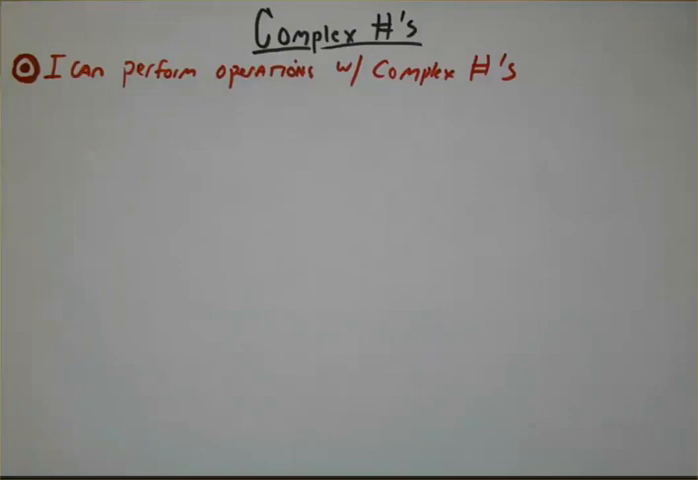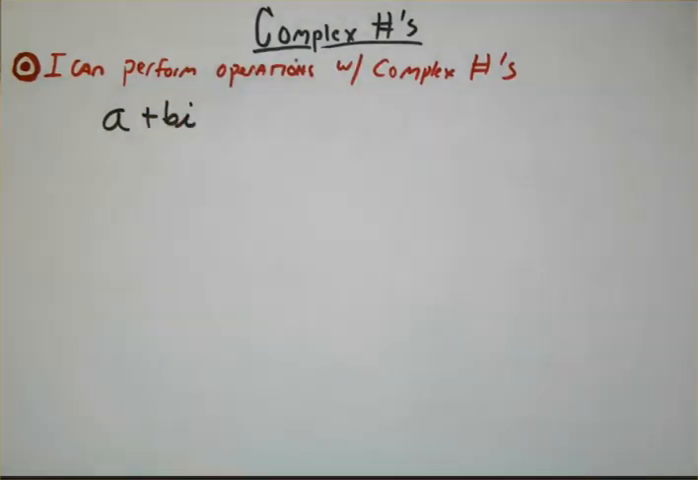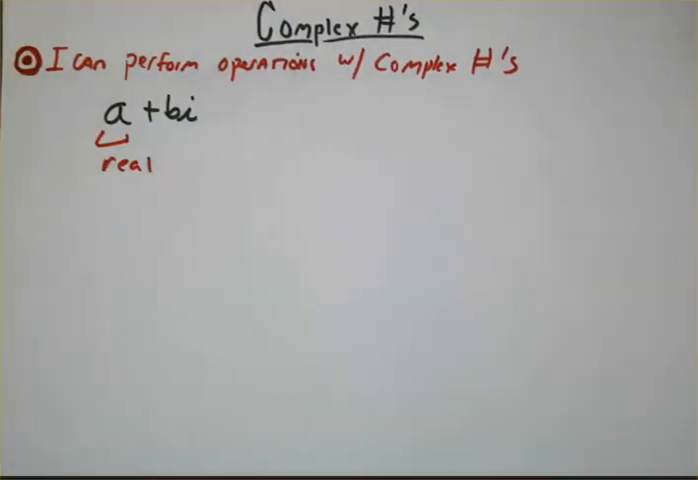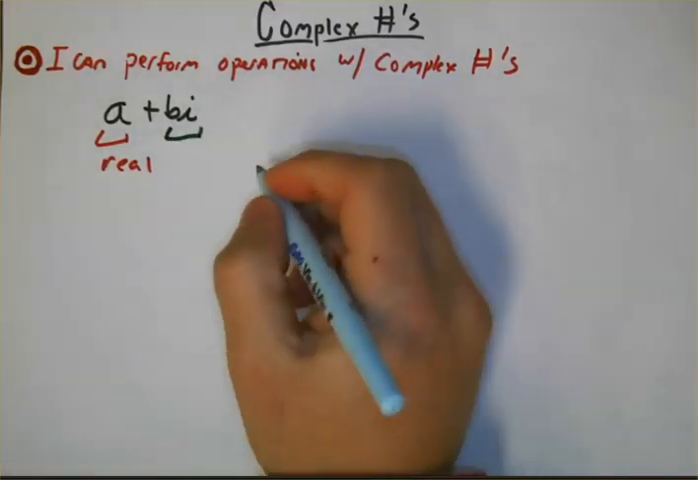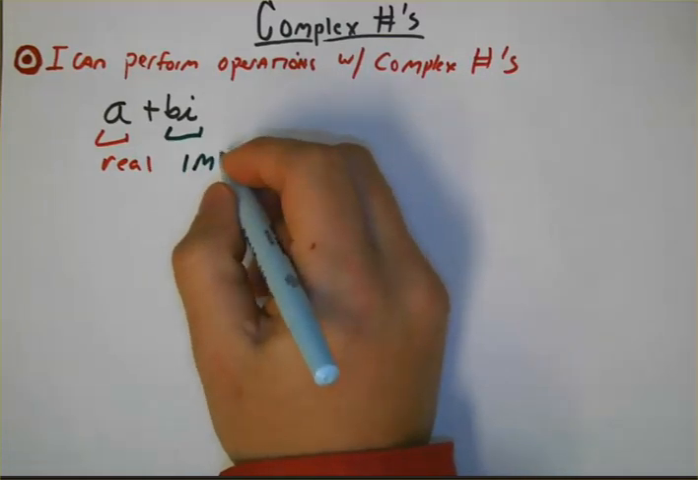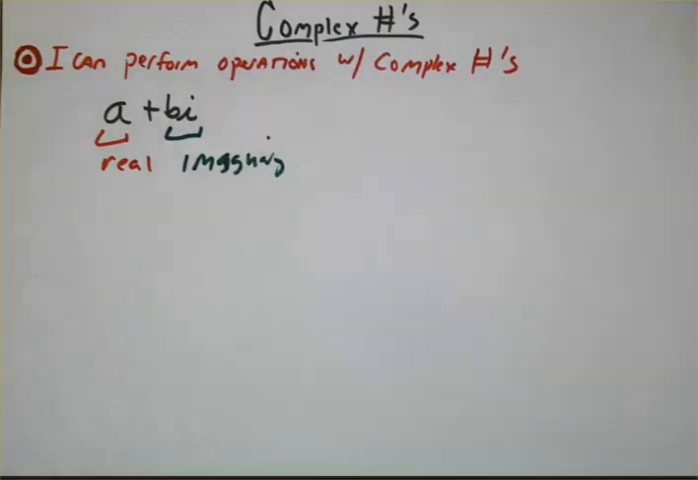So first, let's talk about what a complex number is. A complex number can be written in the form a plus bi. So what is a plus bi? The a is the real part, and the b is what's called the imaginary part. And you've dealt with imaginary numbers before, but the bi is the imaginary part, so a plus bi, that's all the numbers that you know.